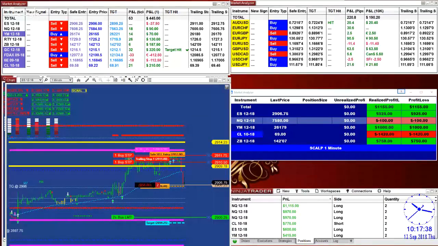Okay, we had the call on the Nasdaq a few minutes ago, and now you are 16, 17 ticks into the trade.